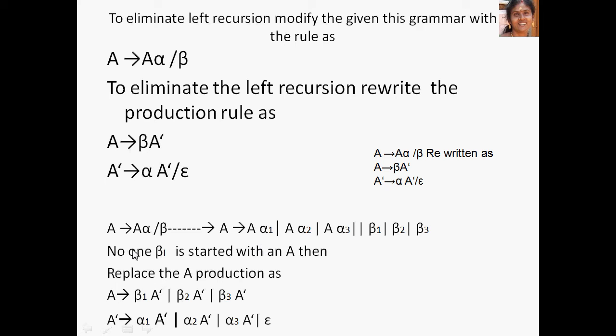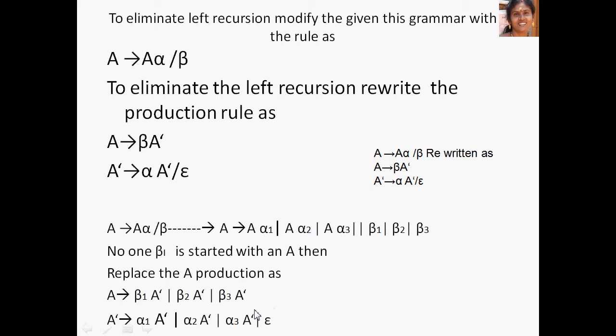Here you see, no beta value starts with A. Only the alpha starts with A, but you look at the beta, no beta starts with A. So you can replace this A production by writing beta 1 A dash, beta 2 A dash, beta 3 A dash. Now what is the expansion of A dash? I am writing A dash is equal to alpha 1 A dash, alpha 2 A dash, alpha 3 A dash, or I am giving epsilon, empty.